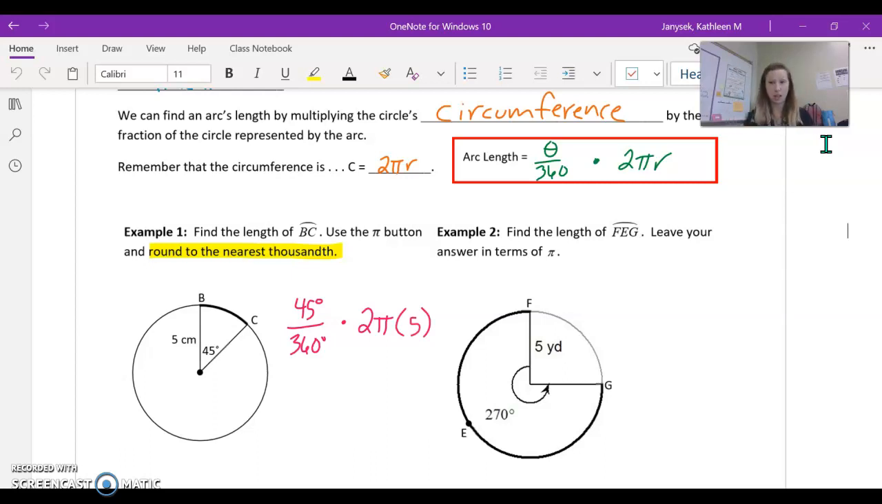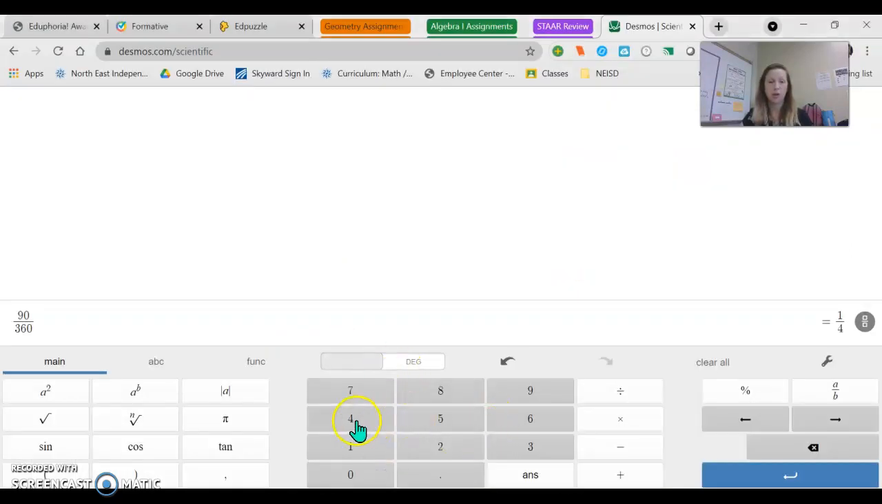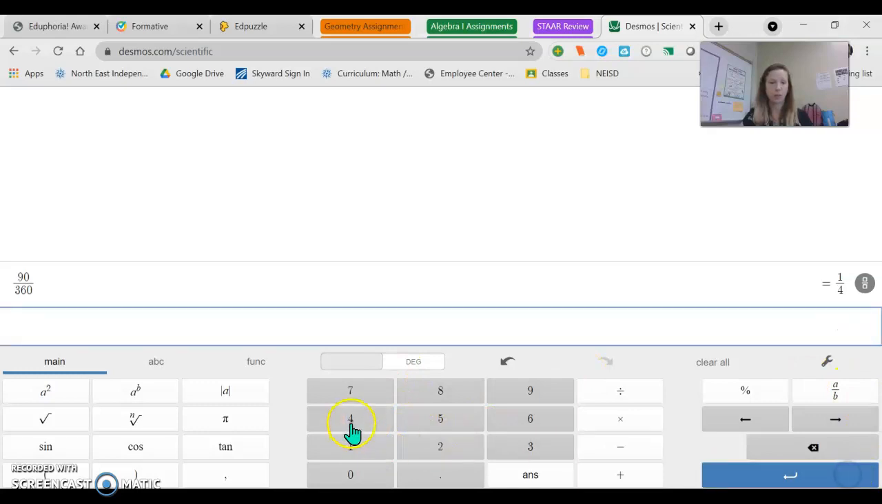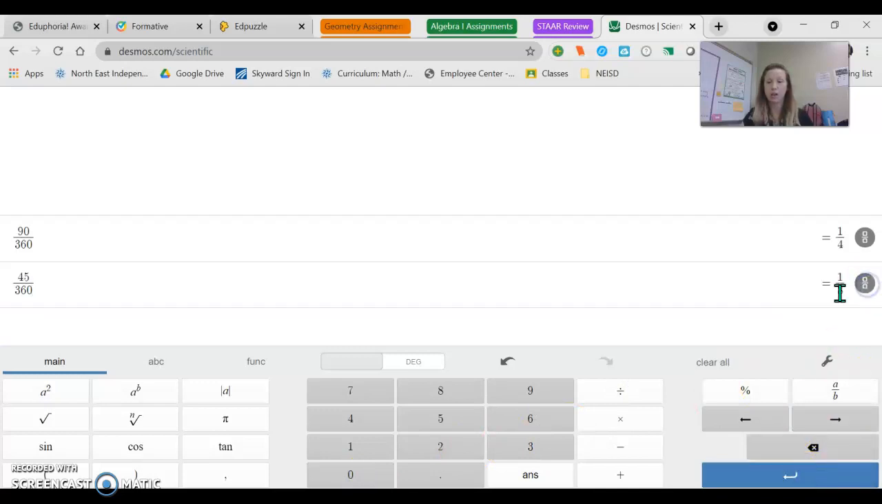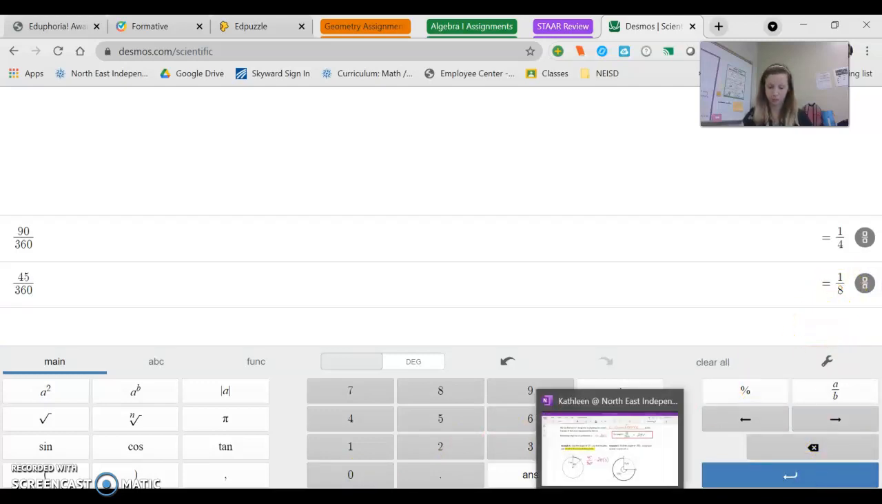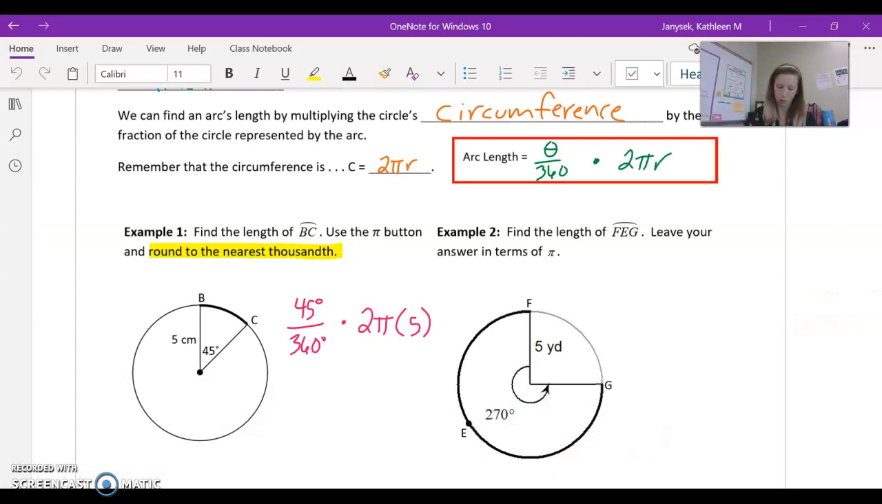So you could type it in exactly like it is, or you could reduce it a little bit first. So for instance, we already did 45 over 360. But if you need to, of course, you can type it in here. 45 divided by 360. And remember, hit the fraction button. It reduces to 1/8. So we got 1/8 times, and 2 times 5 is 10, so 10 pi.